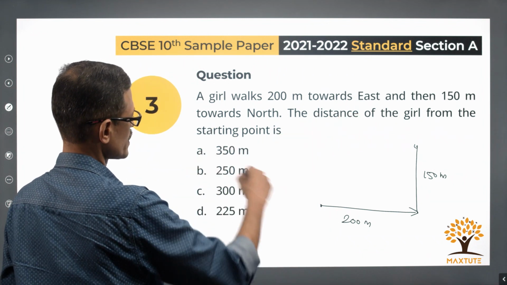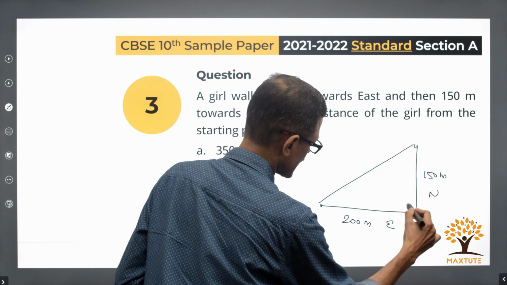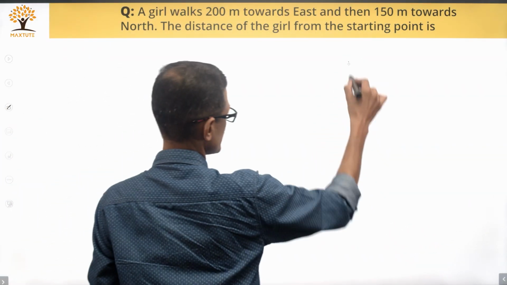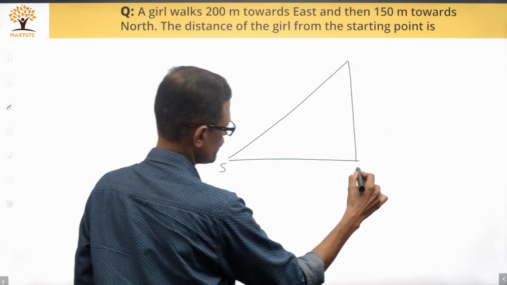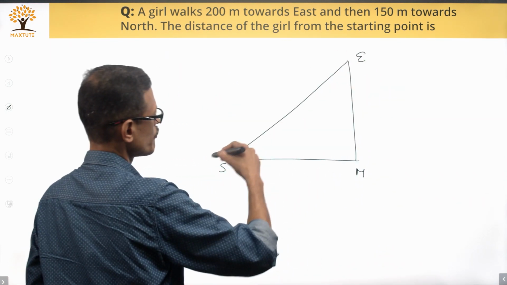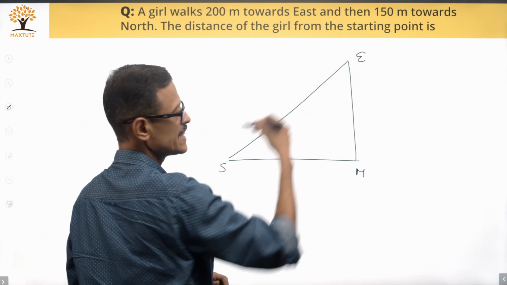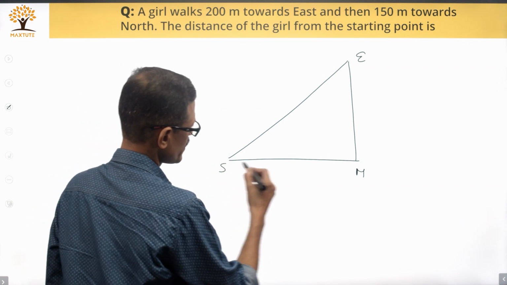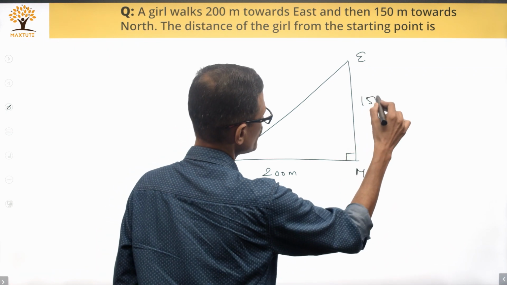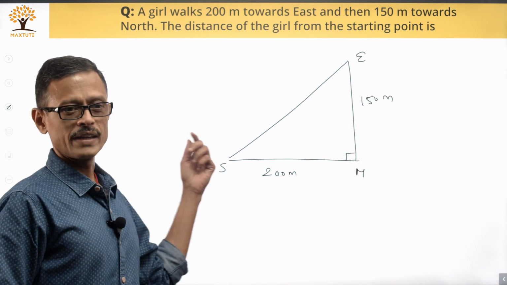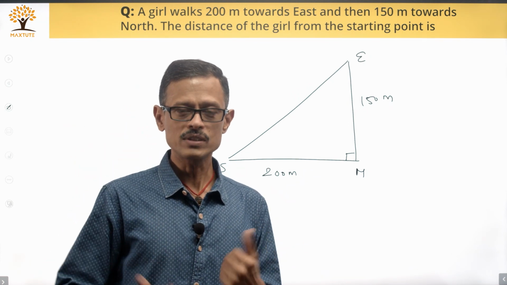The distance of the girl from the starting point is what we need to find out, right? East and north will be at right angles to each other. So essentially, let's quickly construct a right triangle with 200 meters being one of the sides: starting point, midpoint, end point. We'll have to find out the distance between where the girl right now is and the starting point, which is SE. She is initially walking 200 meters towards east and then 150 meters towards north. So we have a right triangle with 200 and 150.